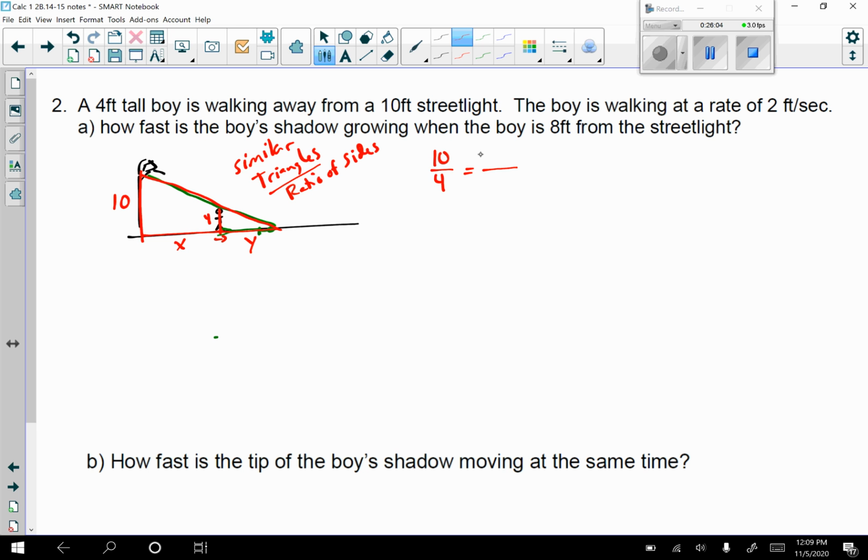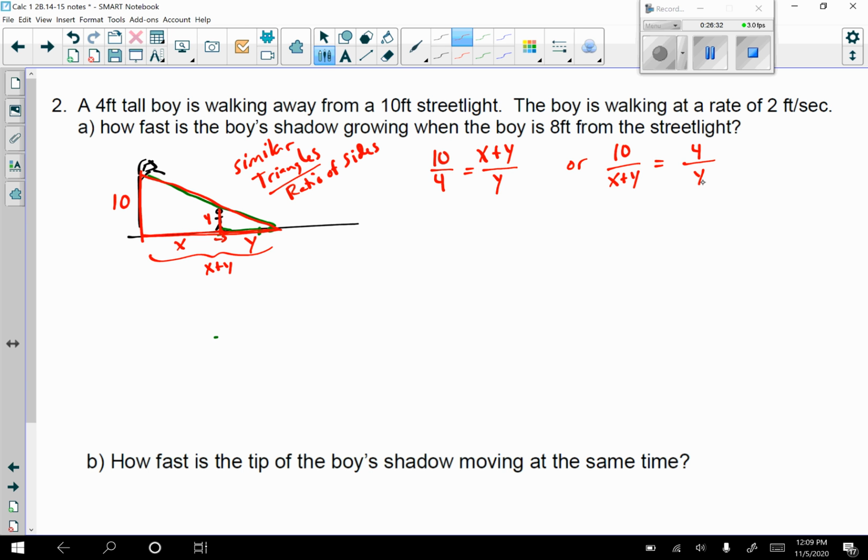The full triangle is down here. So the full side of that triangle is x plus y. This is x plus y over the little triangle, which is y. Now we could write it a different way. We could do the light post, which would be 10, and the full bottom is x plus y. And then the boy ratio is height 4, the bottom or horizontal length is y.